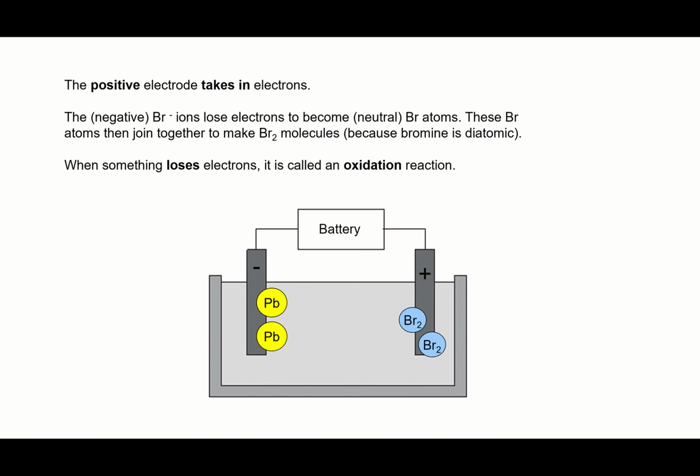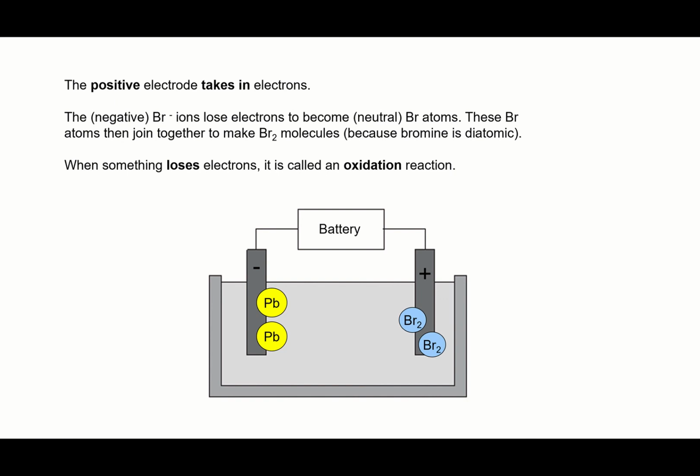It's a little more complicated in this situation because you know that bromine does not exist naturally as individual bromine atoms. You know that bromine is actually diatomic. It exists as two bromine atoms bonded together. So, these bromine atoms join together to make Br2 molecules. And as I say, that is because bromine is one of the diatomic elements. When something loses electrons, as in this situation, it is called an oxidation reaction.